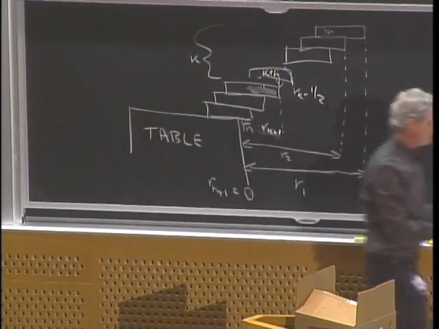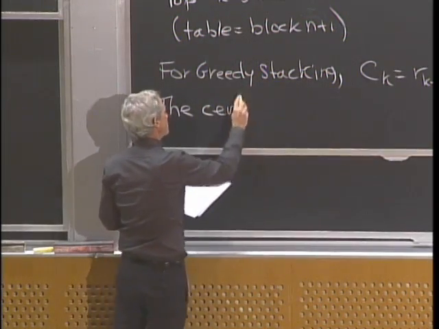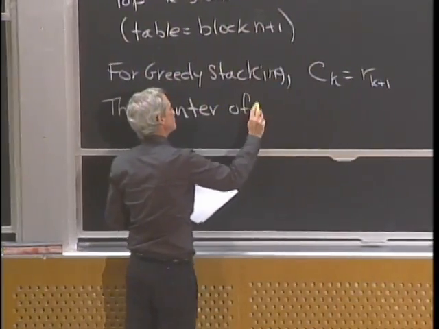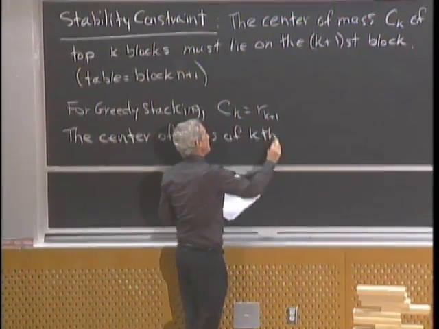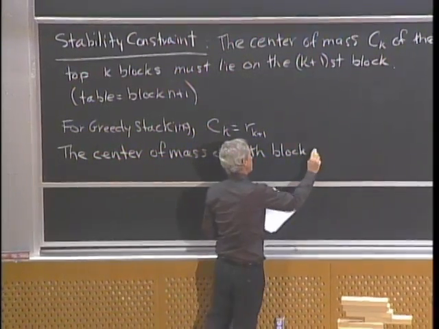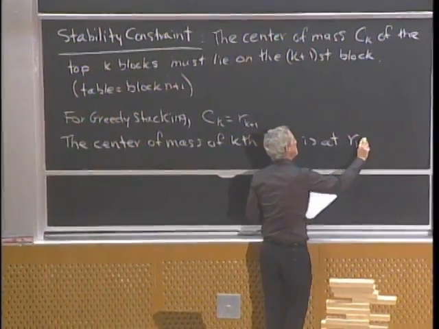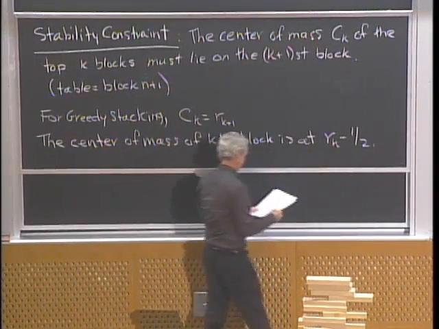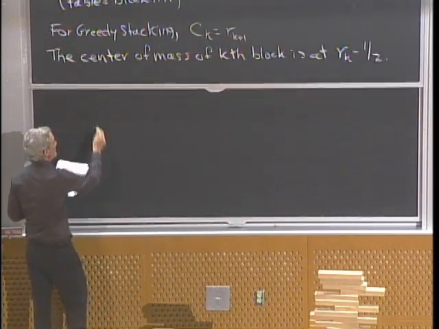All right, because the right edge of the kth block is at RK, the center of mass is a half left of that. All right, so we know that the center of mass of the kth block is at RK minus a half. All right, now we can compute another expression for CK.